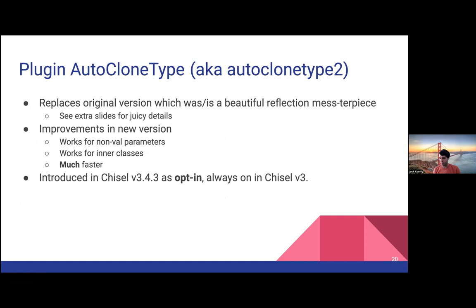Nowadays we have the compiler plugin, which does naming and can also insert cloneType implementations. It works really well. It's a lot faster. This is supposed to say always on in Chisel 3.5. If you go back to Chisel 3.4, it was introduced in 3.4.3 as opt-in, but as long as you're using Chisel 3.5, you're always using this and it works a lot better than how things used to work.